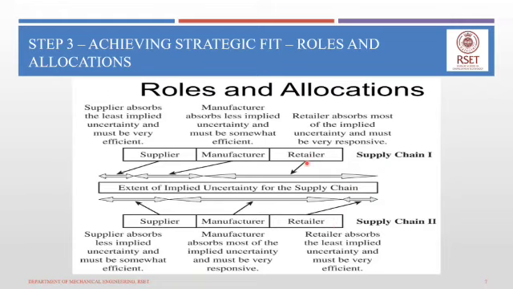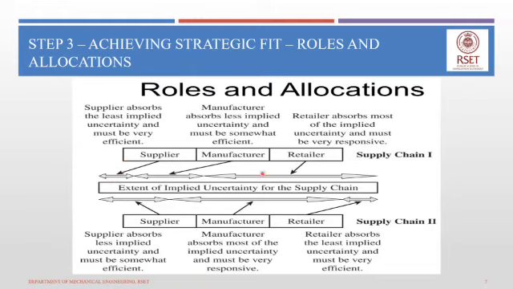Now in supply chain 1 we see a case where the retailer absorbs a large proportion of the implied uncertainty faced by the supply chain. This is the case similar to Ikea, the retailer absorbing very large amounts of uncertainty, and thus the retailer has to be highly responsive. The manufacturer absorbs comparatively lower levels of uncertainty, so they can be somewhat efficient. They must be focused upon efficiency. And the supplier absorbs the least implied uncertainty and thus they must be focused upon being very efficient.